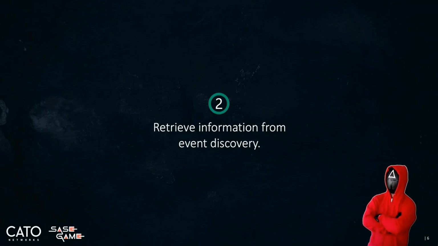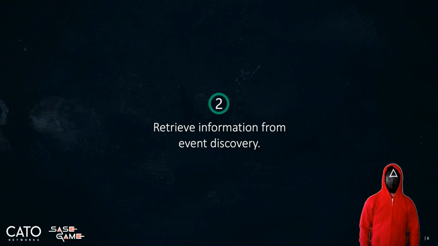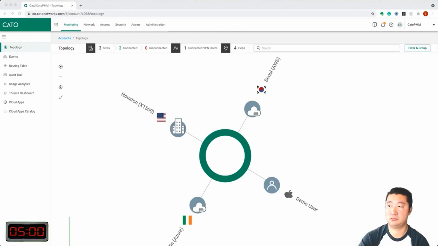Challenge number 2. Retrieve information from event discovery. Okay, we don't have a lot of time, so let's hop right into the next challenge. Hopefully I can make it out of this one as well. Looks like we have to go ahead and find some information related to an anti-malware block event in our event discovery page. Okay, so let's click on events.